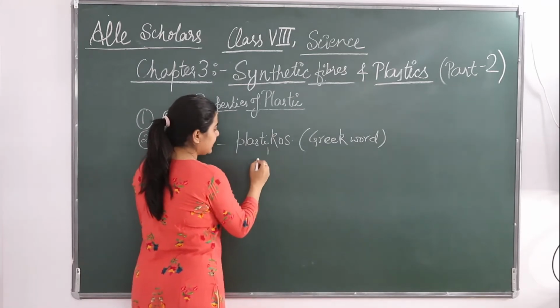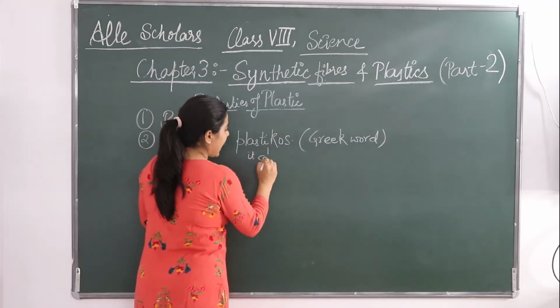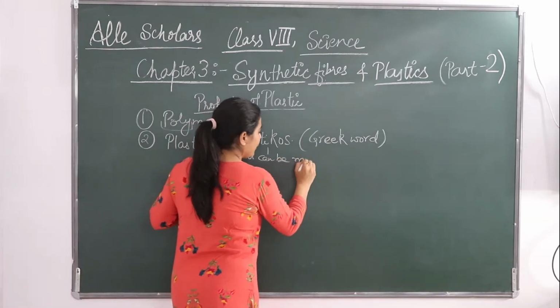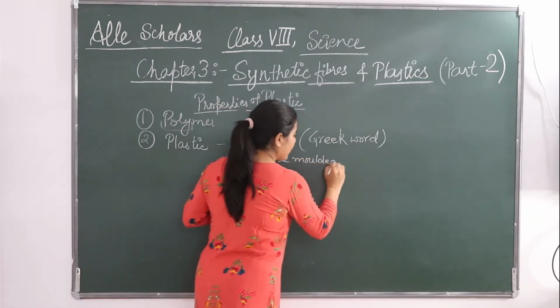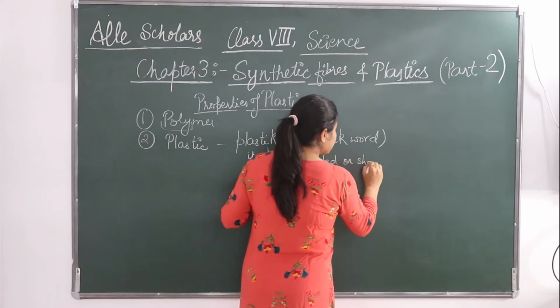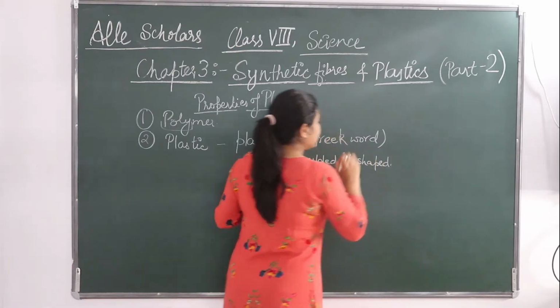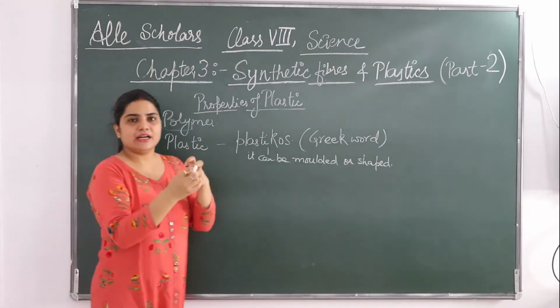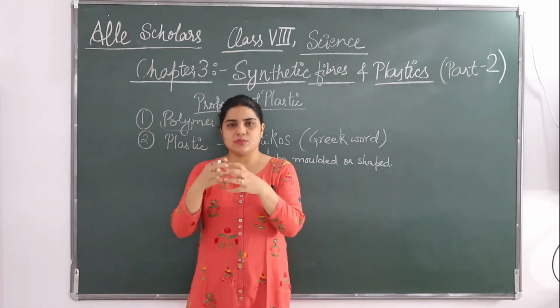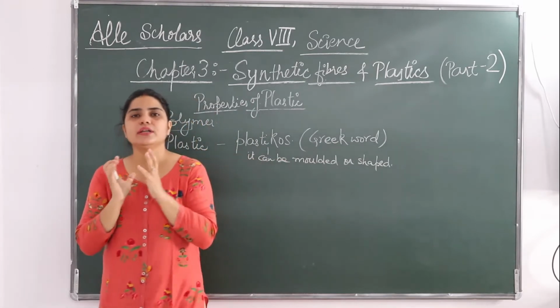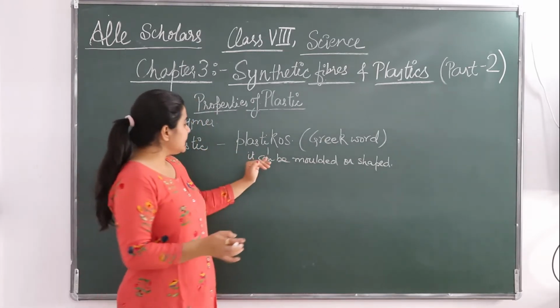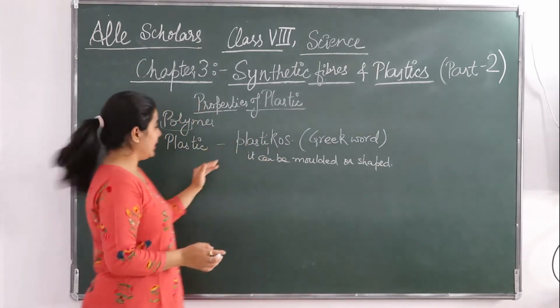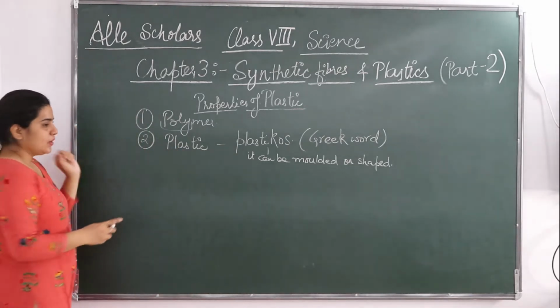Plastikos की क्या मीनिंग है? It can be molded or shaped. तो चूंकि प्लास्टिकोस की मीनिंग होती है कि उसको मोल्ड भी कर सकते हैं हम. It means it is so flexible that you can twist it and you can give it to any shape. तो इसीलिए प्लास्टिकोस से बना प्लास्टिक. Okay?